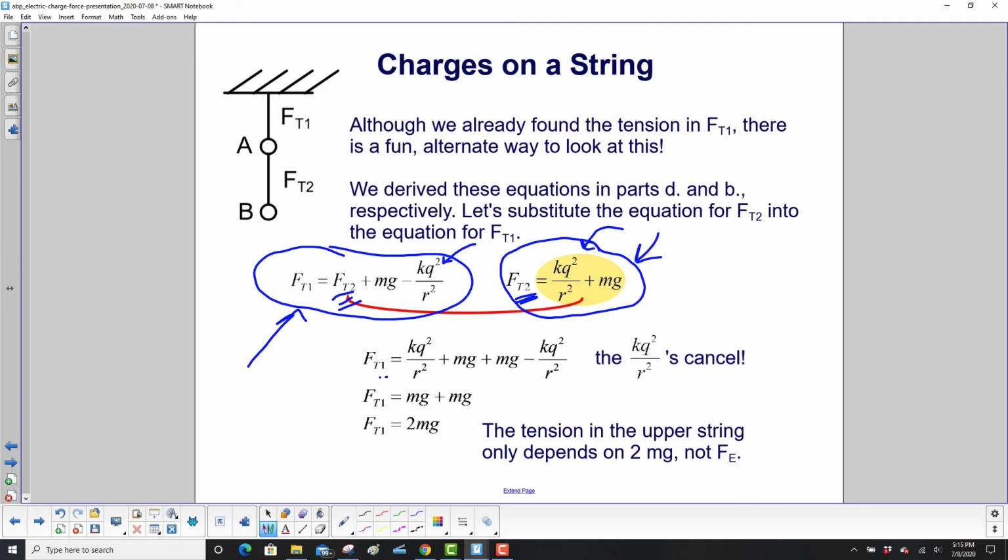So we have the tension force in one is k q squared over r squared plus mg, minus k q squared over r squared. Okay, because why did that happen? Well, this is our T2, and here was the rest of the equation from T1. Okay, and look at this. This goes out. We didn't have to do all that messy calculation. So tension 1 is equal to mg plus mg. Tension 1 is twice mg. It does not depend on the electric force at all.